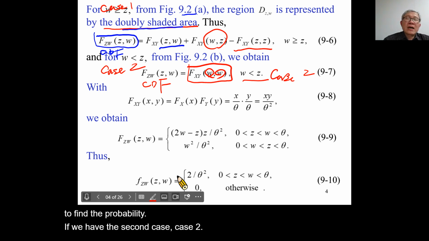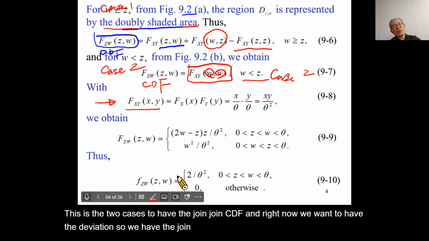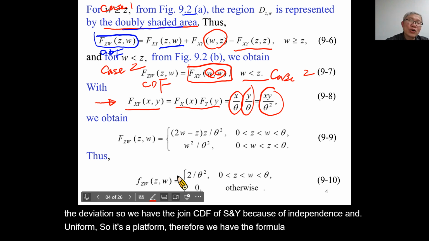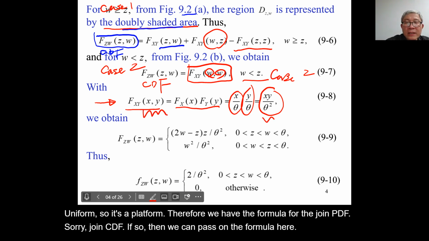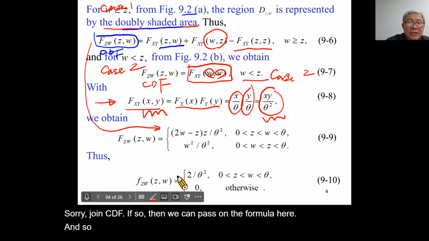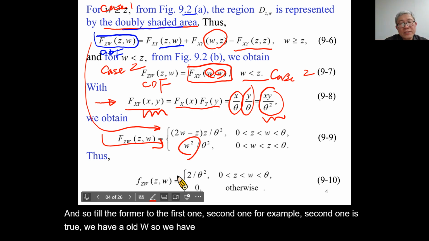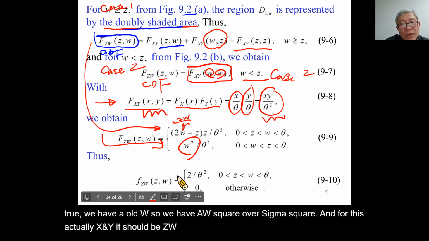Well, this is the two cases to have the joint CDF. And right now we want to have the derivation. So we have the joint CDF of x and y because of independence and uniform, so it's the product form. Therefore, we have the formula for the joint CDF. Then we can pass on the formula here and substitute the formula to the first one, second one. For example, second one is true. We have OW, so we have W squared over sigma squared. And for this, actually, x and y, it should be ZW over sigma squared. And plus the second one, ZW over sigma squared.